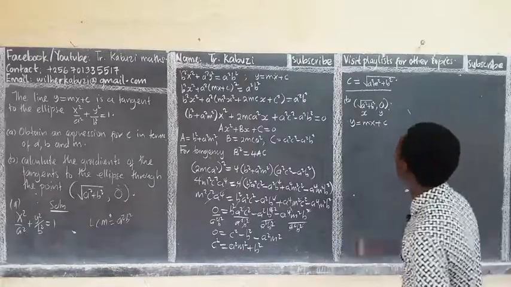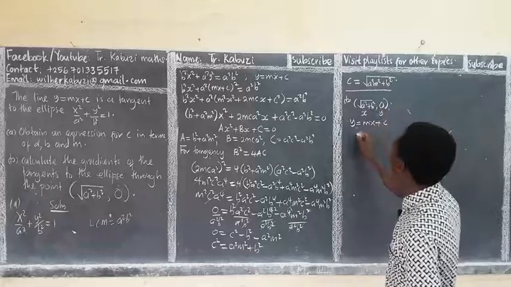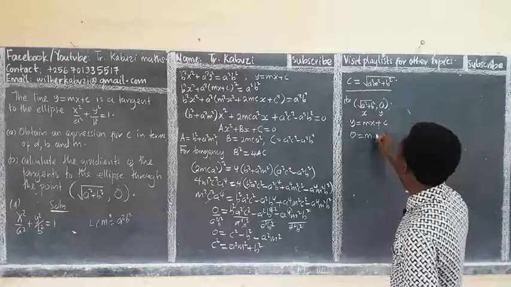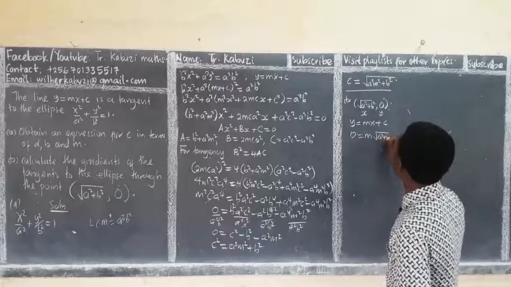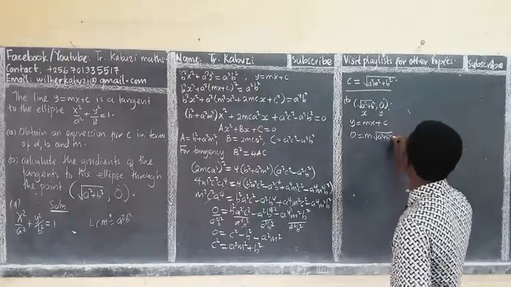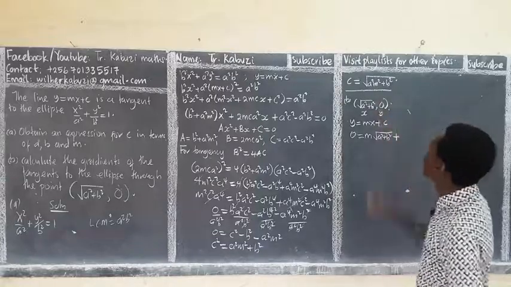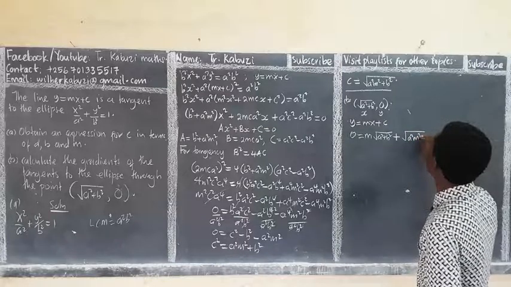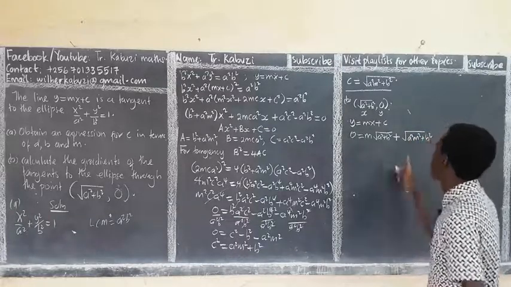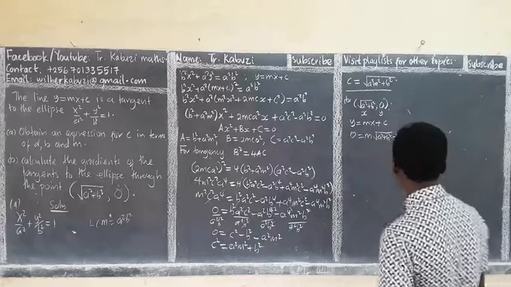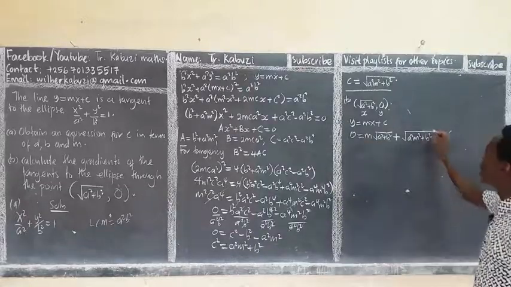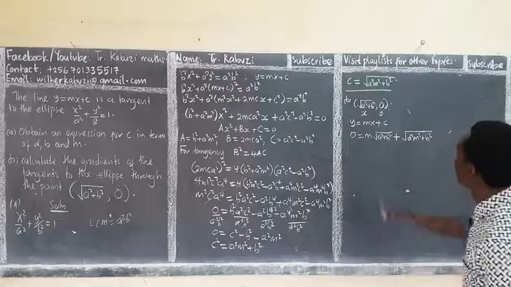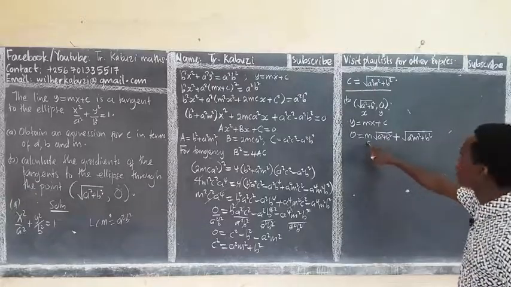Now from there, what do we do? You see that our y is 0 from here. So 0 equals the gradient I want, m, times x, where x is root a squared plus b squared, then plus c. But our c here is the root of a squared m squared plus b squared. You can see that's what we have there. That is our c. Now our task is to get this m.